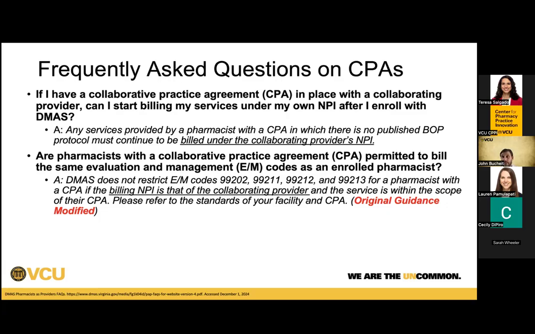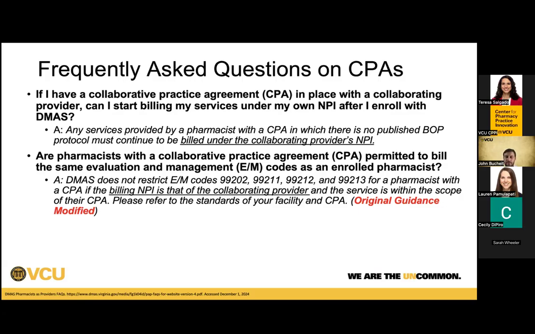In the initial guidance that came out in their first frequently asked questions document, DMAS specified that they do not restrict evaluation management codes 99202, 99211, 99212, and 99213 for pharmacists with a CPA if the billing MPI is the collaborating provider and the service is within the scope of their CPA. In that education session, they really talked about, for statewide protocols, the pharmacist being able to bill up to a level three, or 99213, evaluation and management code. So DMAS provided in their original FAQ that they could bill for up to a level three, similar to a statewide protocol.